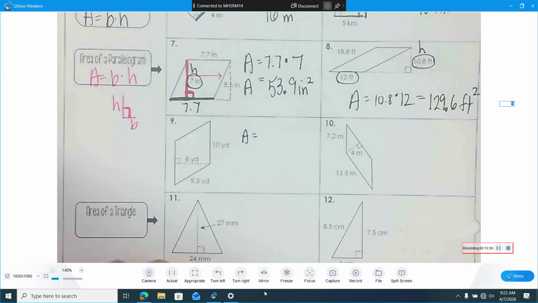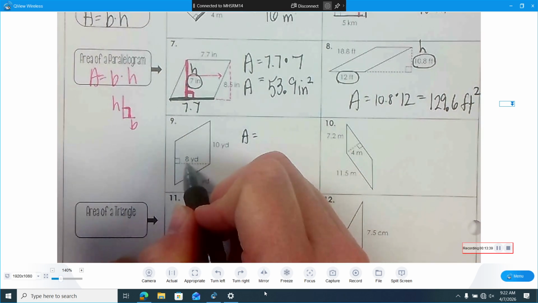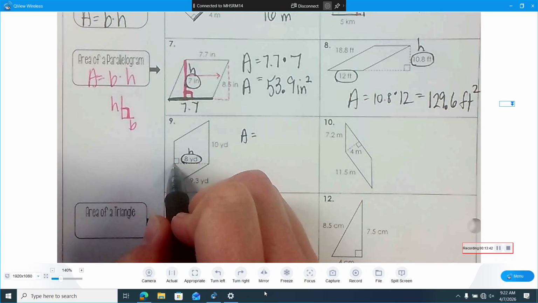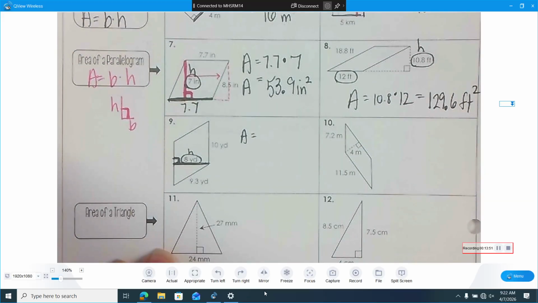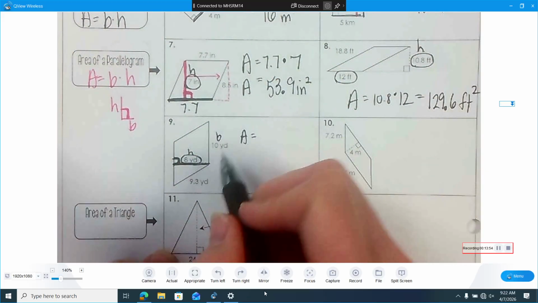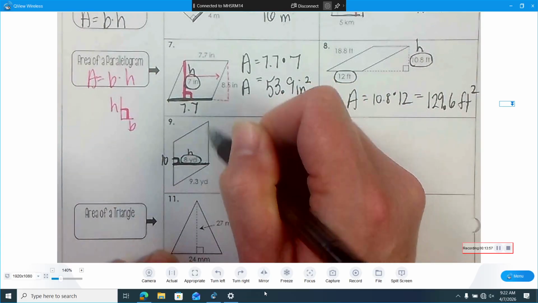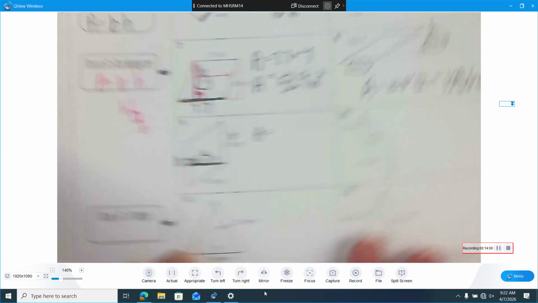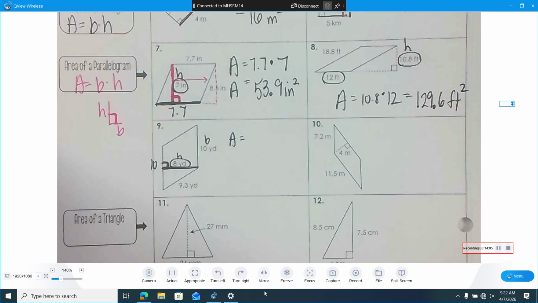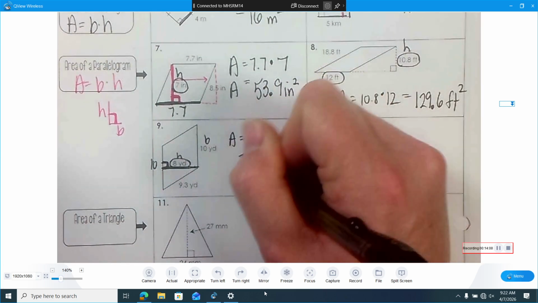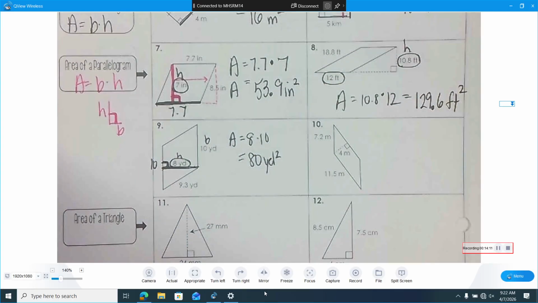For number 9, what do you think the height is? Yeah, it's technically 8, though either would work. So here's our height between our bases. You can see there's a little right angle. There's a little H for height right there. And then, so what's the base? The 10. Yeah, that's the base. The 10 is either here on the top or this piece here. You sort of have to imagine these figures can turn sideways however we need them to. They can be flipped and turned around. All right, so 8 times 10 is 80 square yards.